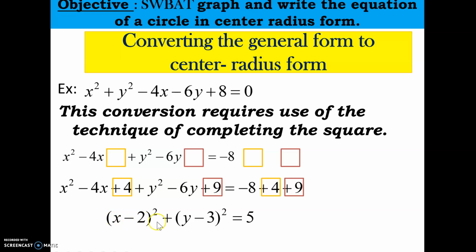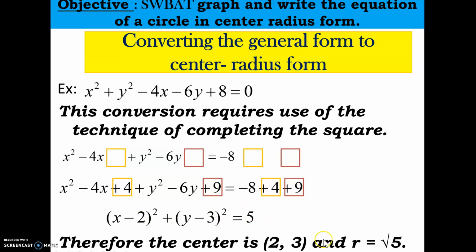So notice we get this nice center radius form. Now the center of the circle would be 2, 3. And then the radius of the circle will be the square root of 5. So that's how we convert the general form of a circle to center radius form.